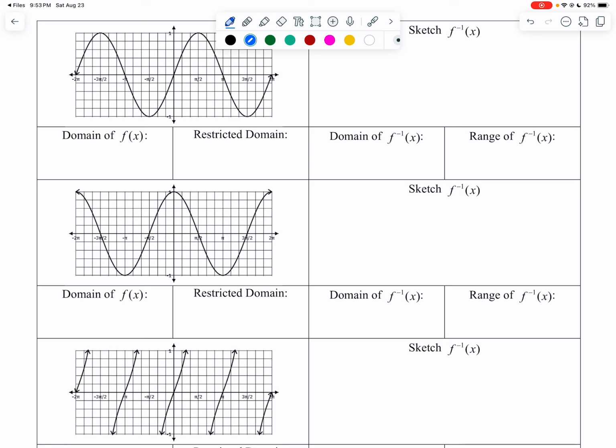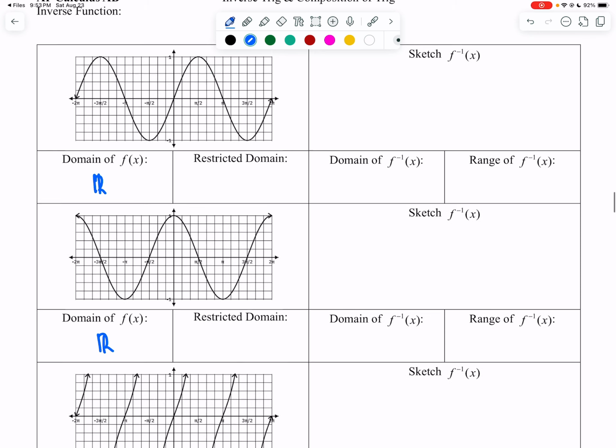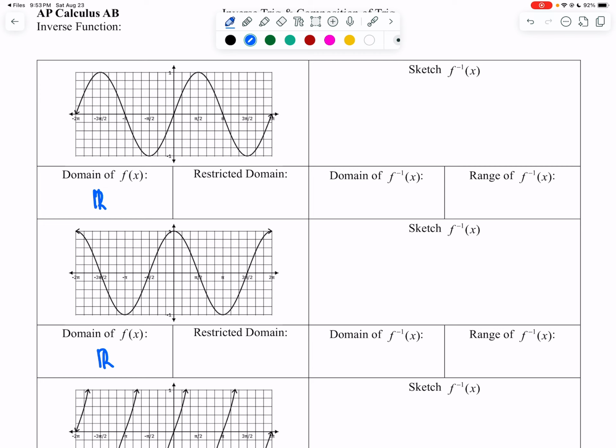So notice how for our sine function and for our cosine function, our domain is just all real numbers. What we're going to do here, specifically for our sine and cosine functions, is restrict our domain so that it's between, let's say, negative pi over 2 to pi over 2 for sine, so that it's one-to-one, and from 0 to pi for cosine, so that it is one-to-one.